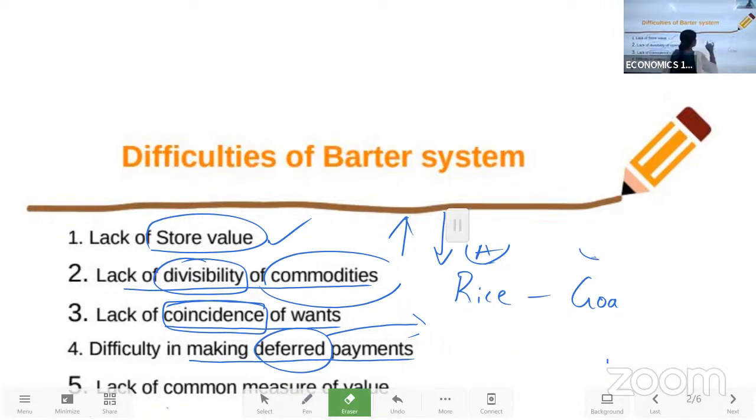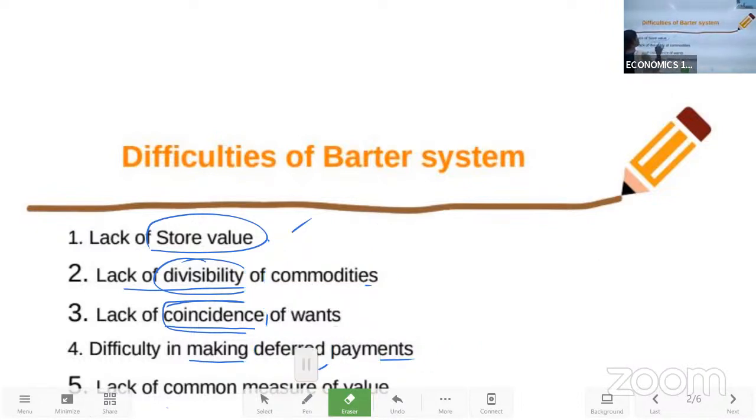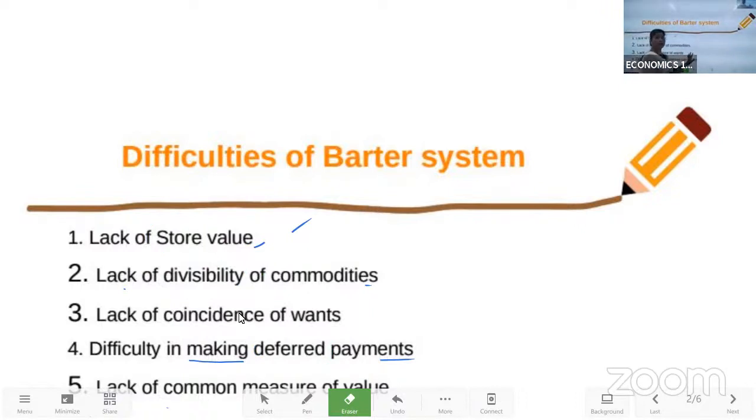So till now we completed the first, that is storing value. The next one is divisibility of the commodity. The third one is coincidence of wants. And the fourth one is making deferred payments. I hope till here you are clear. Let me go with another difficulty, that is the lack of a common measure of value. Common measure.